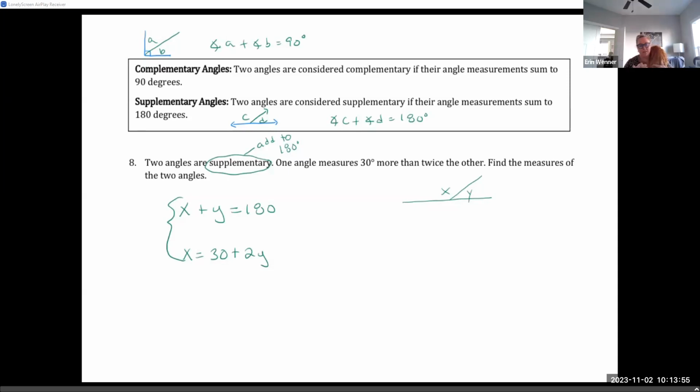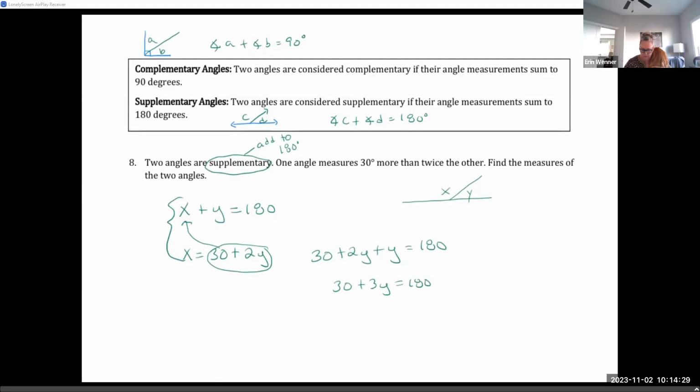So we already have a variable isolated, right? So we can take the stuff that x is equal to, and we can plug that in for x in the first equation. All right, so we already have all this stuff here. So we'll go and plug that in there. If we do that, we have 30 plus 2y plus y equals 180. So from here, we can combine like terms. 2y plus y is 3y. And we can solve for y.